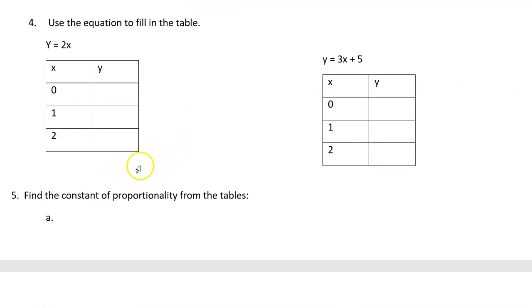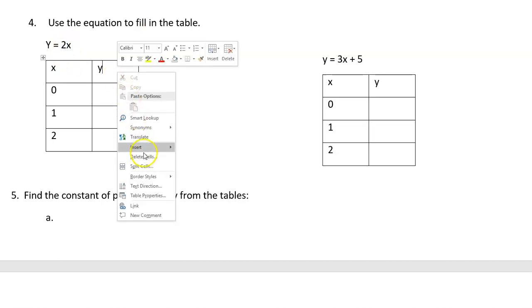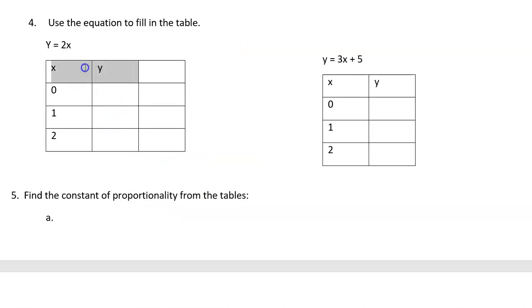Use the equation to fill in the table: y equals 2x. I'm going to replace the variable with the number. So, right here, this is y equals 2x. I'm going to replace the x with the 0. 2 times 0. What is 2 times 0? 2 times 0 is 0. Then I'm going to replace the x with the 1. 2 times 1 is 2. Replace the x with the 2. 2 times 2 is 4.